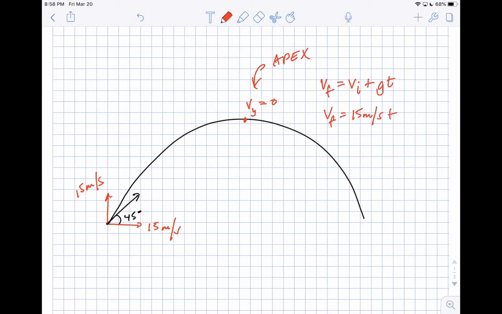We know what gravity is, negative 9.81 meters per second squared times 2 seconds. I apologize, running out of room there. So you can see here, you do the math. You can figure it out from there. Always check your units. 15 meters per second, negative 9.8 meters per second squared times 2 seconds here. You're going to get a negative number, correct?